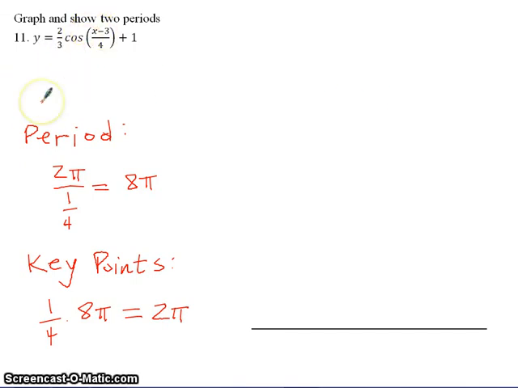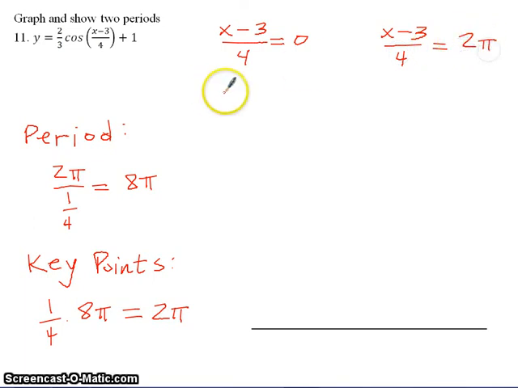What x value is going to give me 0, and what x value is going to give me 2 pi. So I'm going to set (x - 3)/4 equal to 0 and solve for x. I'm going to set (x - 3)/4 equal to 2 pi and solve for x. If I multiply both sides by 4, I have x minus 3 is equal to 0, and then x is equal to 3. So that tells me if I plug in 3, I'm going to be taking the cosine of 0.